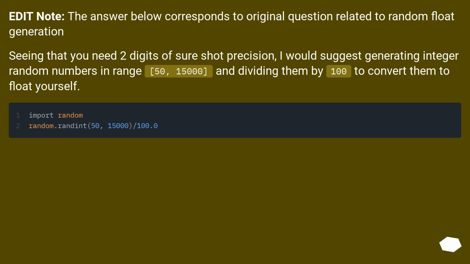Edit note: the answer below corresponds to the original question related to random float generation. Seeing that you need 2 digits of sure-shot precision, I would suggest generating integer random numbers in the range 50 to 15,000, and dividing them by 100 to convert them to float yourself.